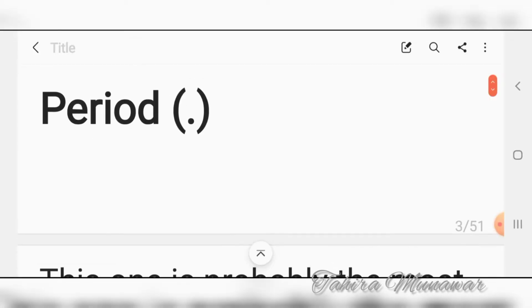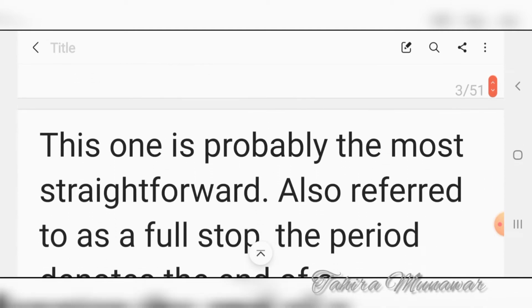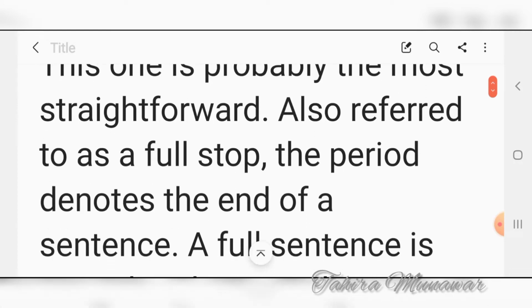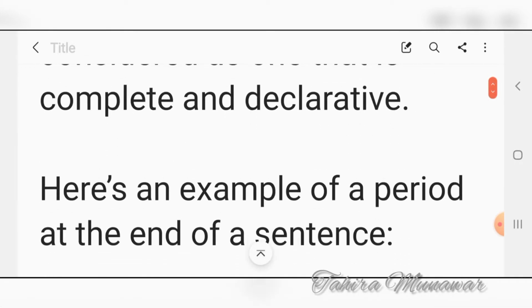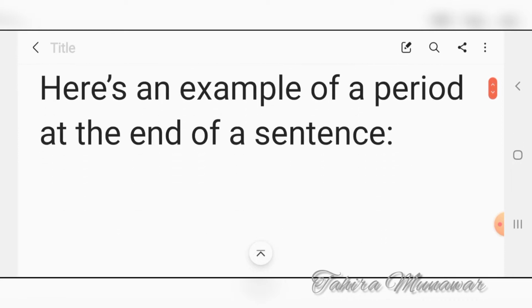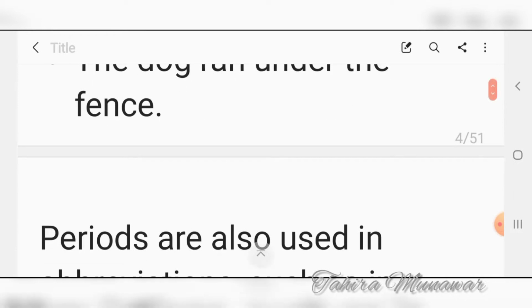Number one is about full stops. The period is probably the most straightforward. You all know it's referred to as full stop. The period denotes the end of a sentence. After the end of a full sentence, you use a full stop. Secondly, look at the example. The dog ran under the fence. The sentence is complete. You use a full stop.